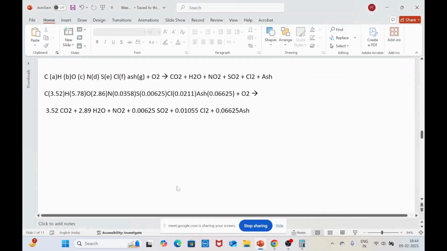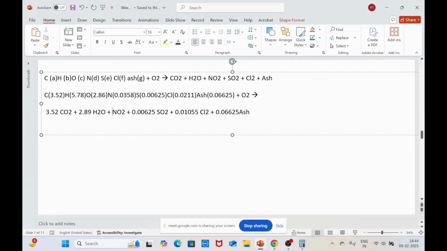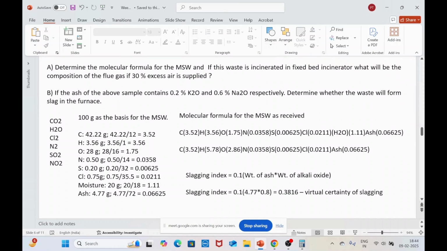So let's do that. This was the formula. Here we were just to calculate the stoichiometric coefficient of oxygen. So I hope everybody remembers that we stopped here. Let's just continue from that place. Here nitrogen we determined as 0.0358. So that is from here.